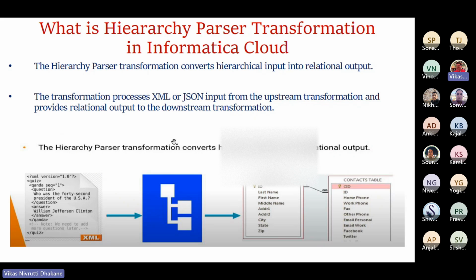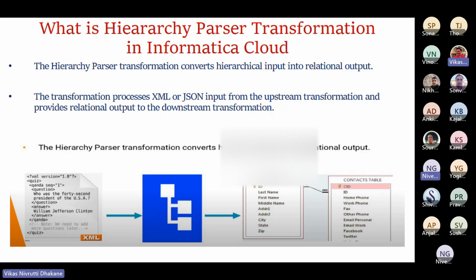What exactly does it do? It converts the XML or JSON input into the relational output. Relational output, in the sense that in the target we can have a table, or you can generate a flat file as a target also. Whatever data is there in that hierarchical input, meaning whatever data is in that XML file or JSON file, we are going to convert as a relational output.